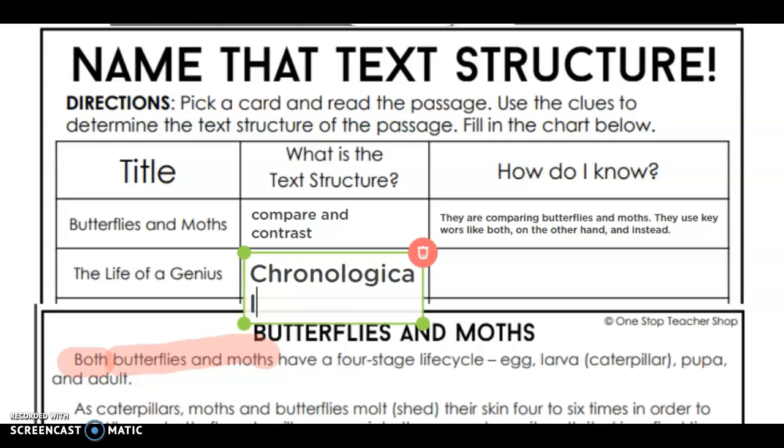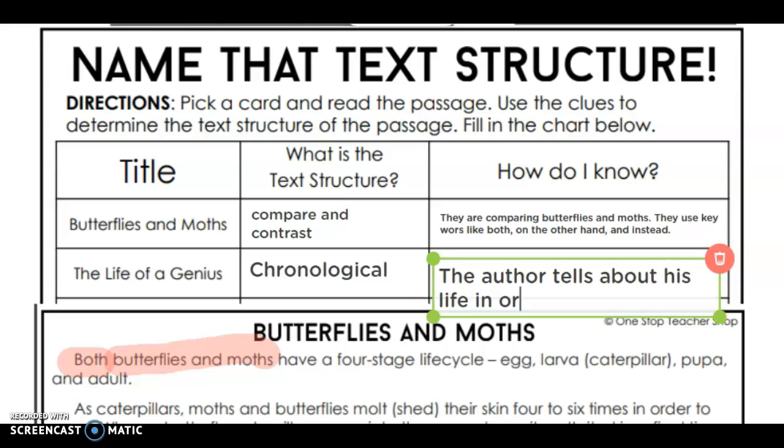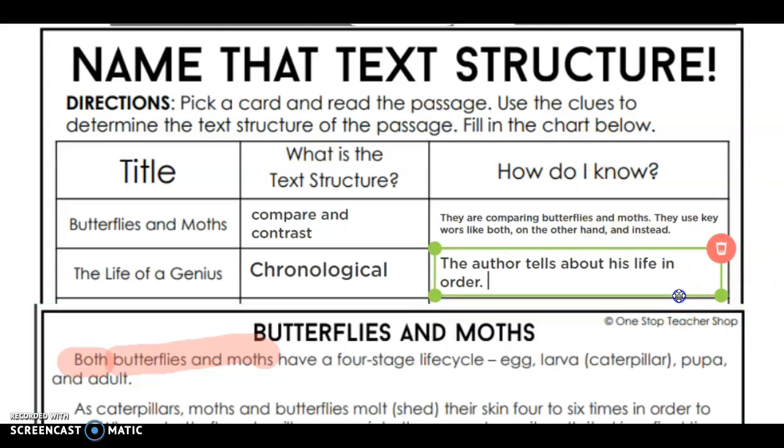Go ahead and pause the video if you need to type this out. And I know this because the author tells about his life in order. Remember, whenever something is in order, you think chronological and sequence. Order means chronological or sequence. Chronological order, sequential order. Go ahead and type these out. Pause the video if you need to.